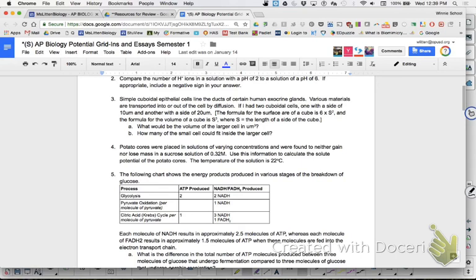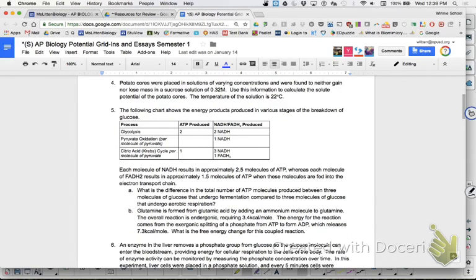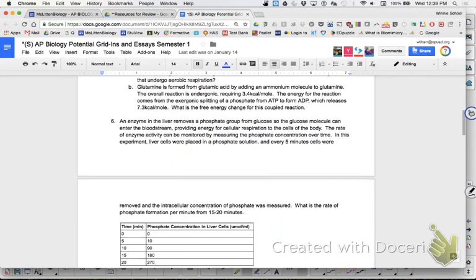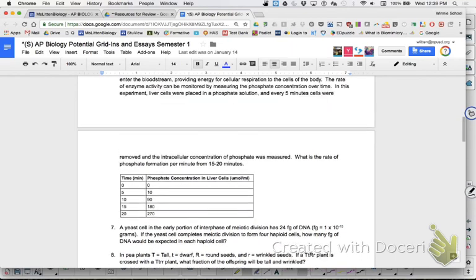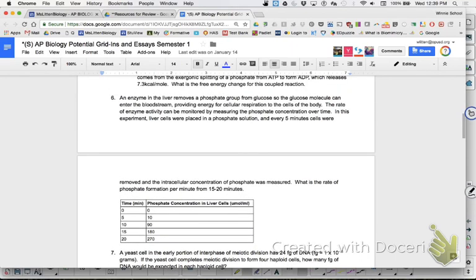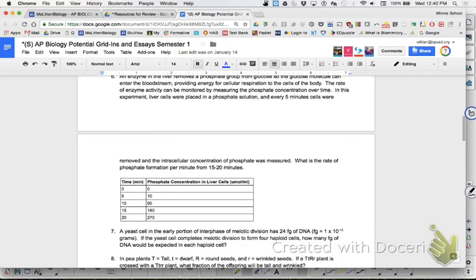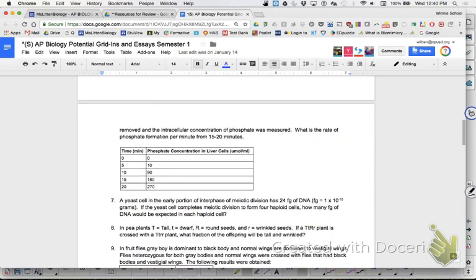Okay, and then this one is dealing with cellular respiration, so we haven't gone over that yet. But we could look at 6. An enzyme in the liver removes a phosphate group from glucose. Oh, wait, maybe we need to wait on that one. Let me look at it. Oh, this is just a rate. This is exactly like what we did. All you have to do is calculate a rate, right? Final minus initial over time. So you could do that one as well.